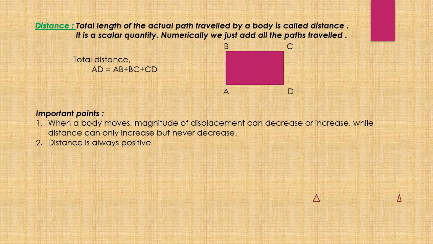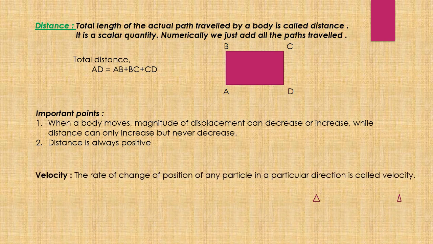Now, there are a few important points. When a body moves, magnitude of displacement can decrease or increase, while distance can only increase but never decrease. Point number 2. Distance is always positive.